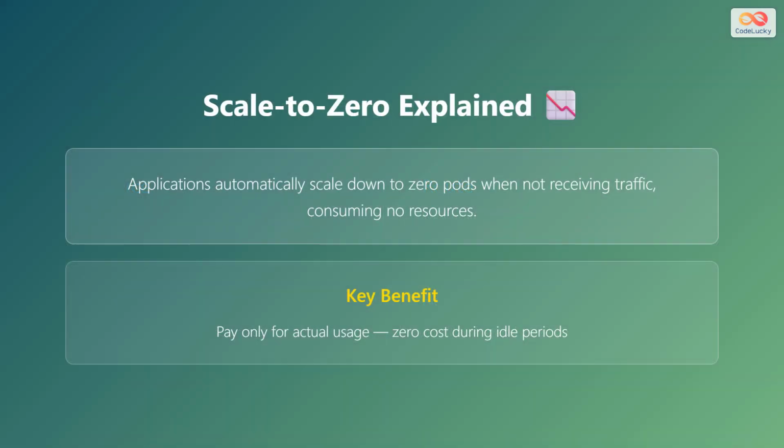Scale-to-zero is one of the most powerful features of Knative Serving. When your application isn't receiving any traffic, Knative automatically scales it down to 0 pods, meaning no resources are consumed at all. This is different from traditional deployments where at least one pod is always running, consuming resources even when idle. The key benefit here is cost optimization. You only pay for actual usage. During idle periods, when your application has no incoming requests, it costs you nothing. This makes Knative Serving particularly attractive for applications with intermittent or unpredictable traffic patterns.